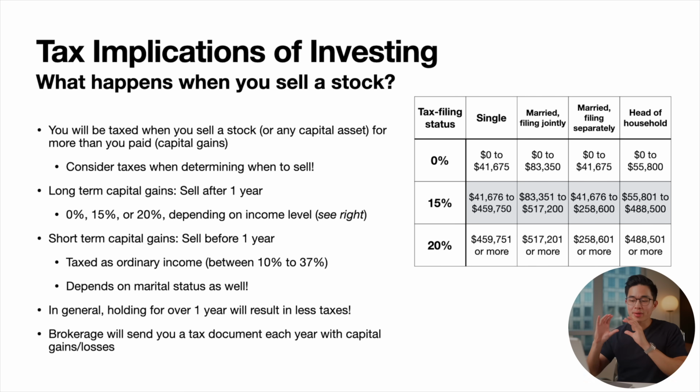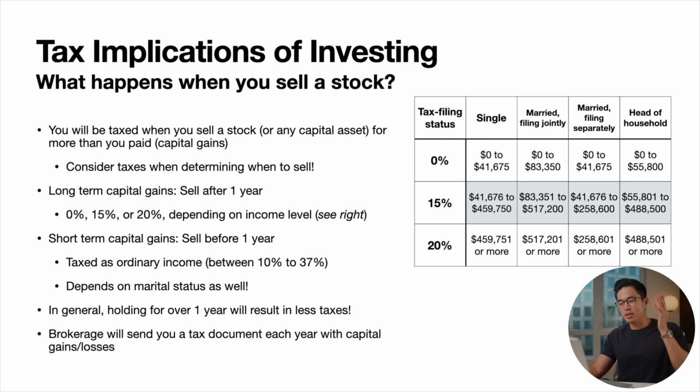You have your long-term capital gains and you have your short-term capital gains. The reason why I really preach long-term investing is because you can take advantage of those long-term capital gains rates, which are usually going to be much lower. So if you sell a stock after at least 1 year of owning it, that's going to allow you to pay those lower long-term capital gains taxes. And that's going to be 0, 15, or 20% depending on your income level.